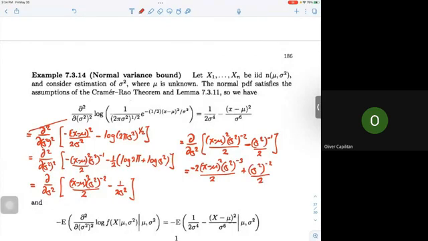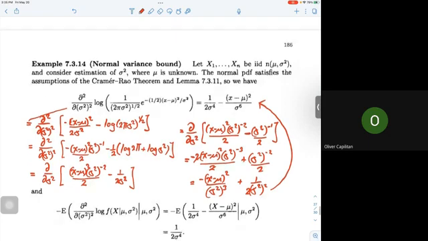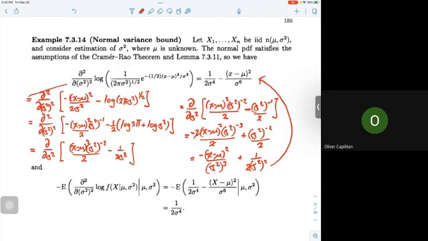So this one will cancel out. So we have here (x minus mu) quantity squared over sigma squared cubed, minus that. And then this one we have plus 1 over 2 sigma squared, and we have that result. So the first term, 1 over 2 sigma to the 4, minus. So we are evaluating in the denominator.